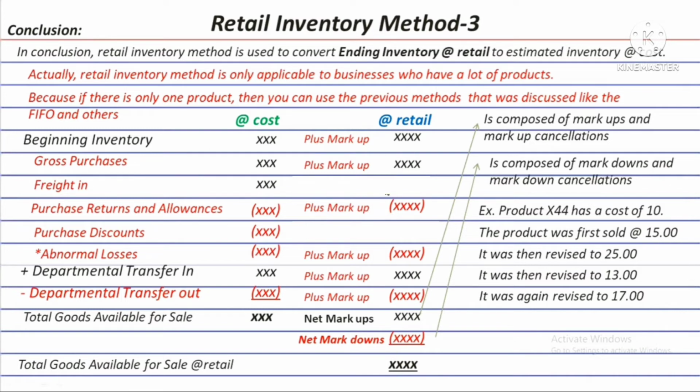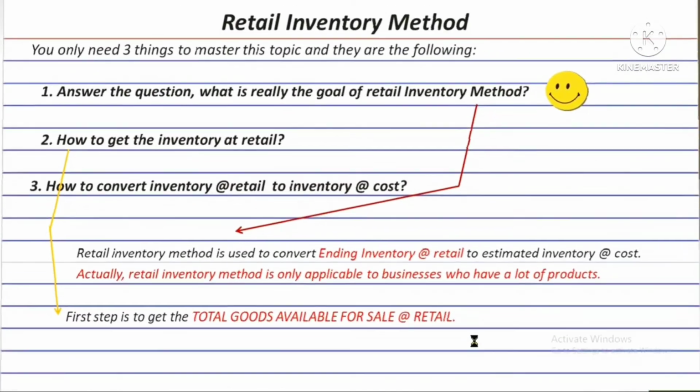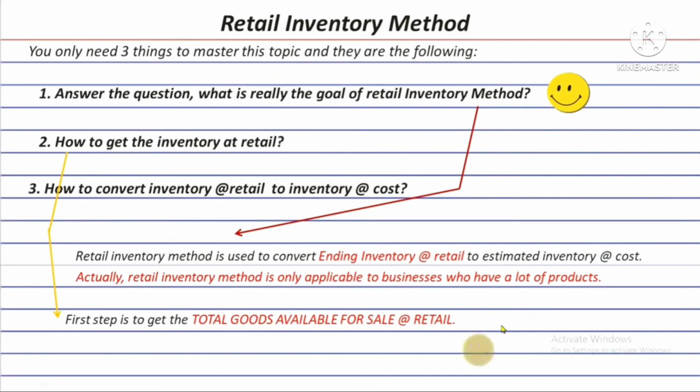And since you already know the concepts of all of this, you can already summarize all of this to get the TIGAS at retail. So, let's go back here and put a small smiley here because we already finished computing the TIGAS at retail. And that's it. Now, the last step to answer this question is getting the ending inventory at retail amounts. So, let's go back to this TIGAS at retail computation.